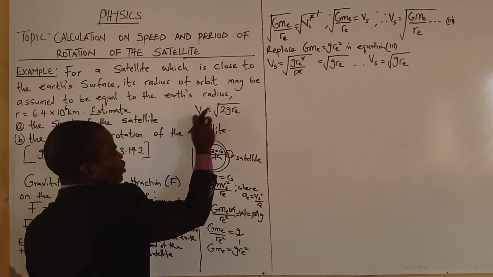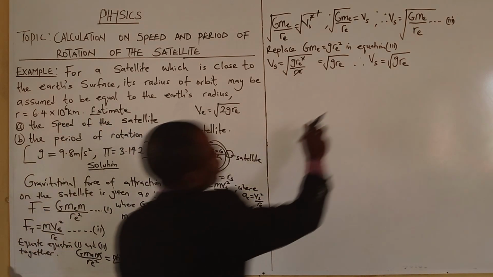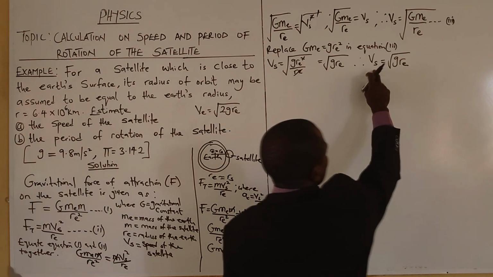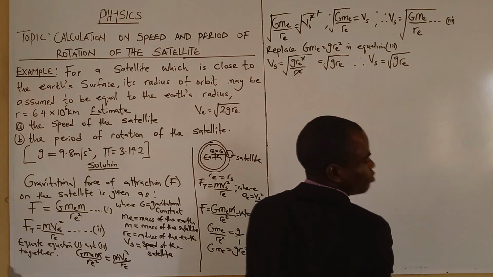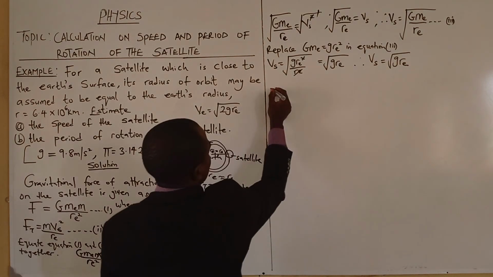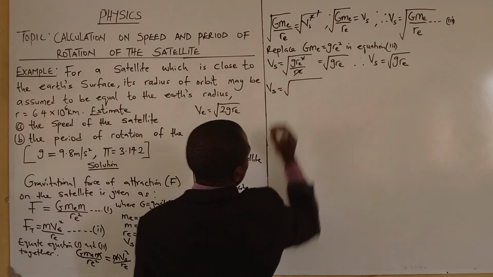In the velocity of escape of the satellite, we have 2 at the front, but in the speed of the satellite, we don't have 2. It's ordinary G and RE. Please take note.